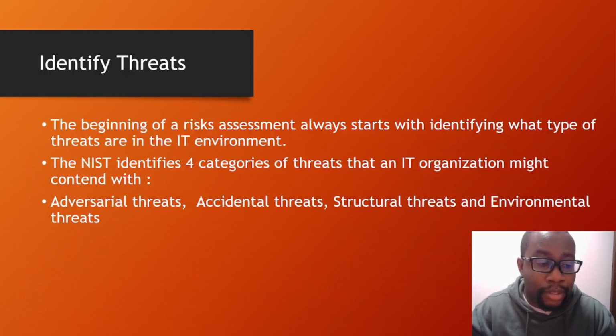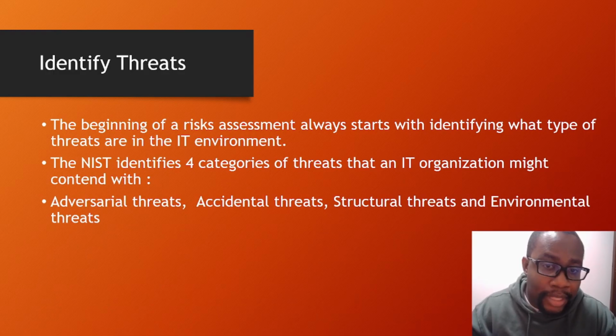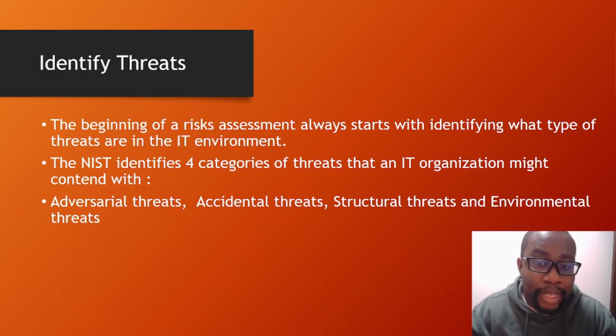So we're going on to identifying threats. The beginning of risk assessments always starts with identifying what types of threats there are in the IT environment. The NIST identifies 4 categories of threats that an IT organization might contend with. So you have adversarial threats, accidental threats, structural threats, and environmental threats. So your adversarial threats, as it says here, mostly deal with your insider threats, stuff like that. Your accidental threats could be natural disaster.